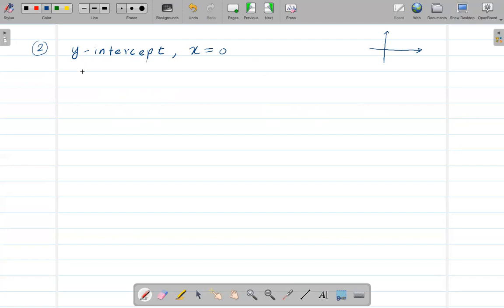So we have a function f of x, or instead of writing f of x, we can also write y, equals x plus 3 over x minus 3. Now to find the y-intercept, we say x equals 0. So y equals 0 plus 3 is 3, over 0 minus 3 is minus 3. So we get negative 1. When you write this in point form, the y-intercept is (0, negative 1), because the y value comes second and the x value comes first. We said x is 0, y is negative 1. So this is the y-intercept.